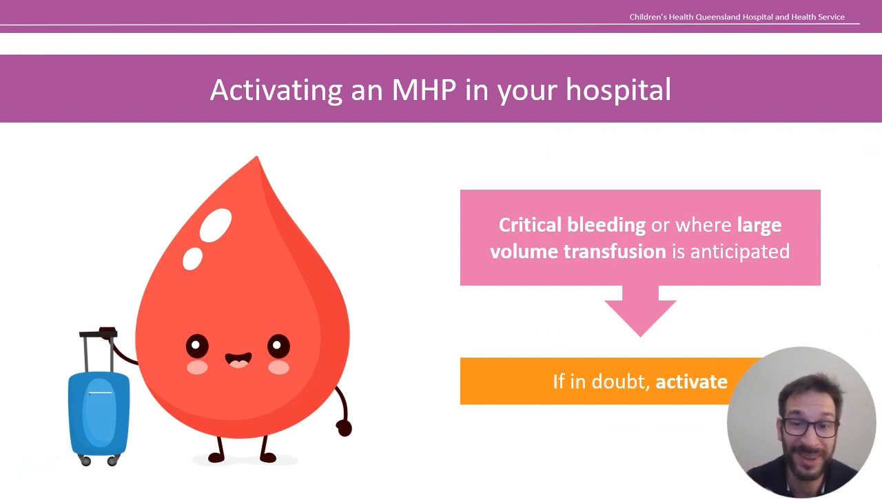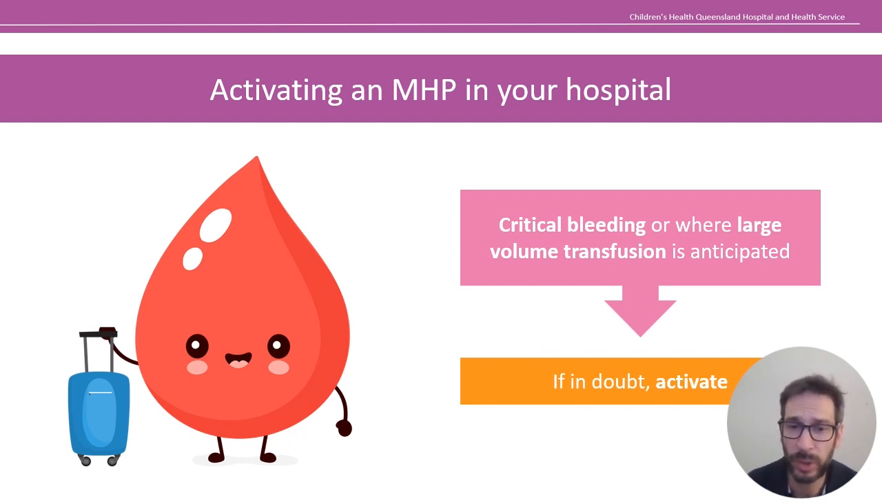So when are we going to actually activate an MHP? And I think there are a number of guides out there, a number of criteria, like if you're transfusing or expecting to transfuse more than 40 mils per kilo of blood in a trauma. But basically, from what we could get in conversations with blood bank, is that they want to be activated early if we're thinking about it.